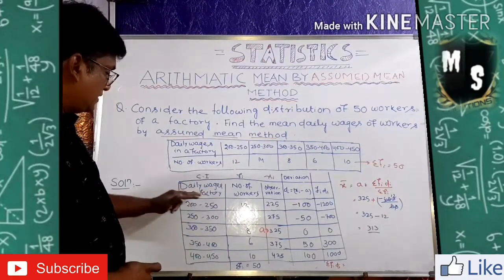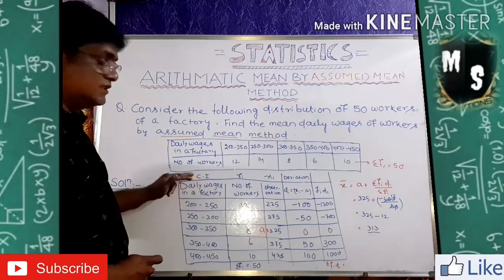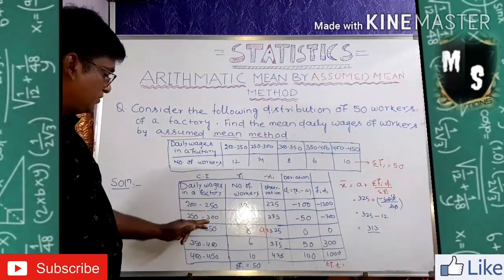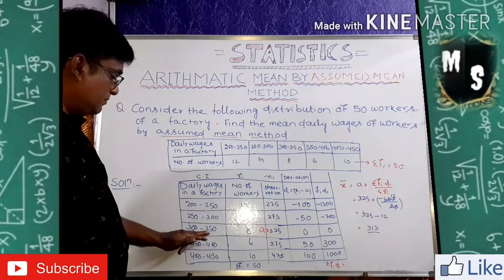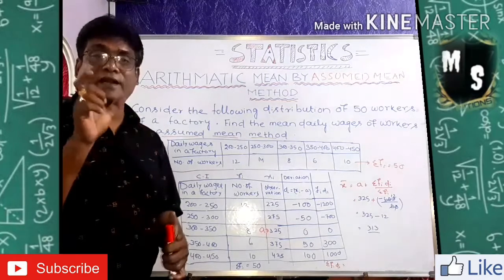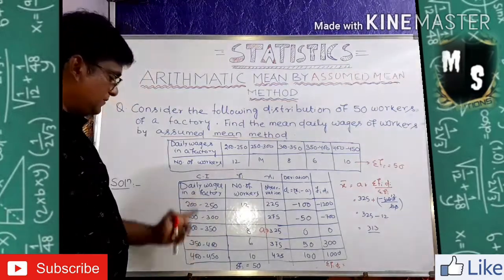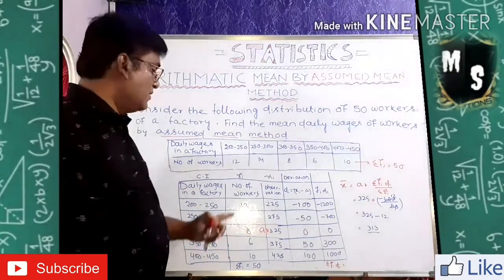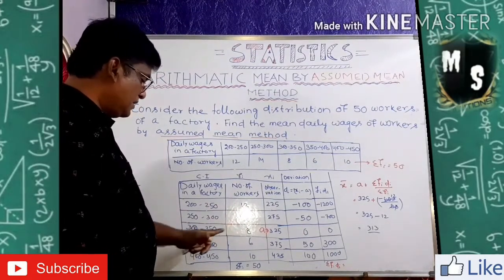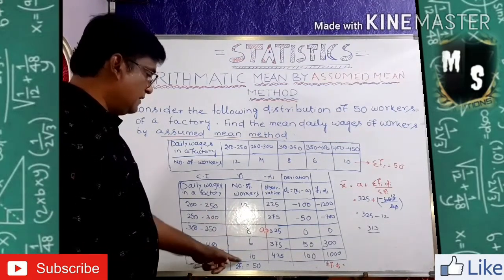So the daily wages in a factory is my class interval. That is 200 to 250, 250 to 300, 300 to 350, 350 to 400, 400 to 450. Clear? So the length of the interval is 50 throughout. See, the gap is 50 throughout. What is the frequency given? For this one it is 12, for this one it is 14, 8, then 6, then 10.